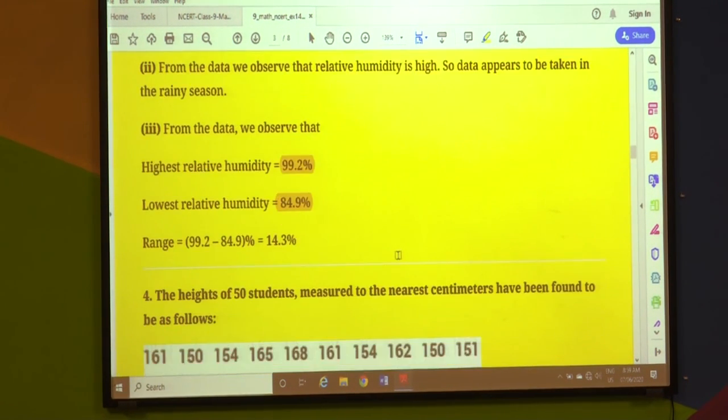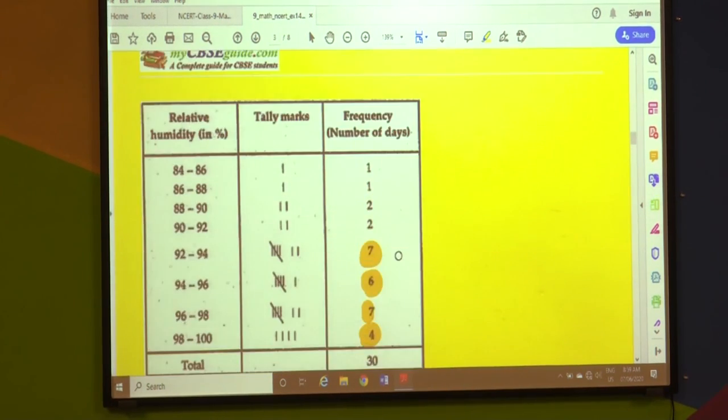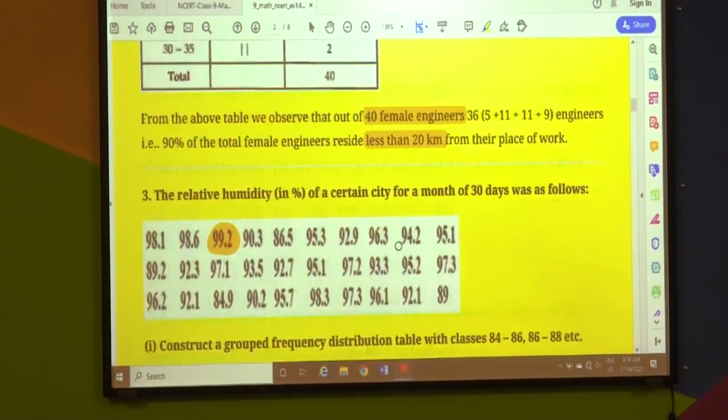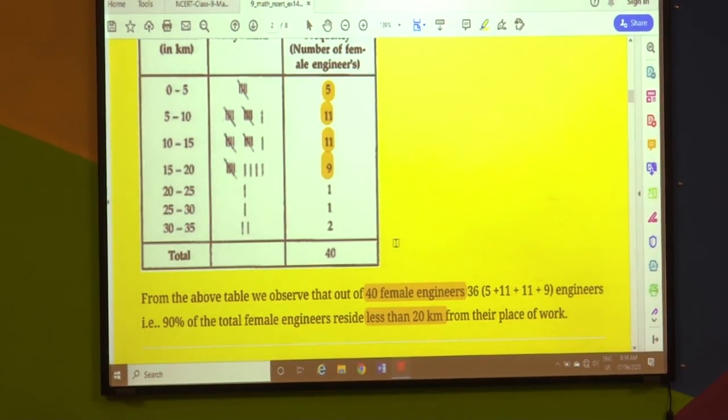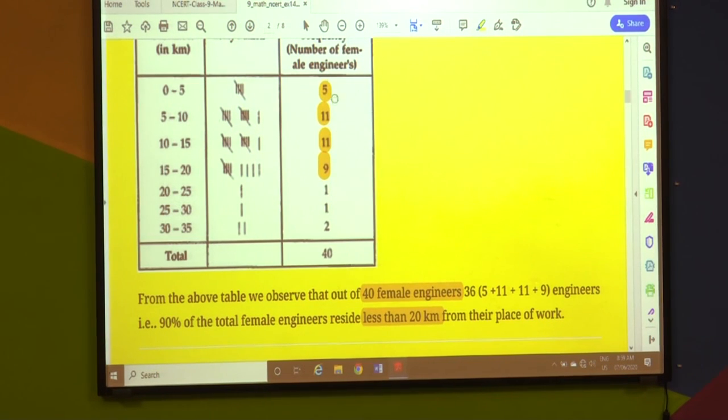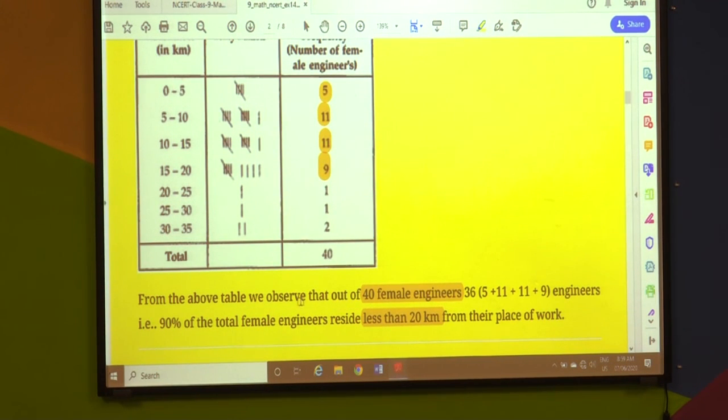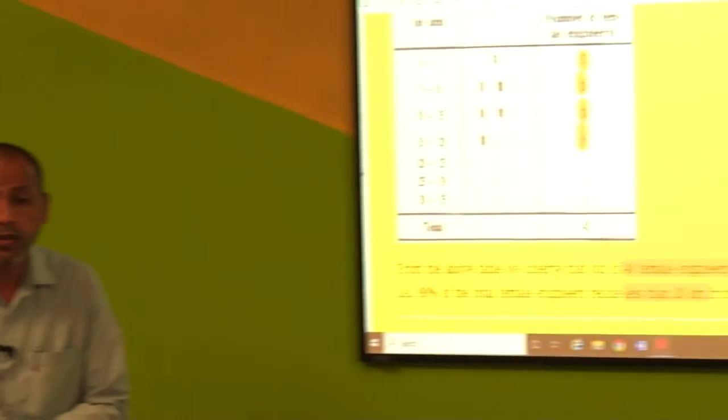And the most important thing is that whenever we are going through such conclusions, we see what the majority of the data says.